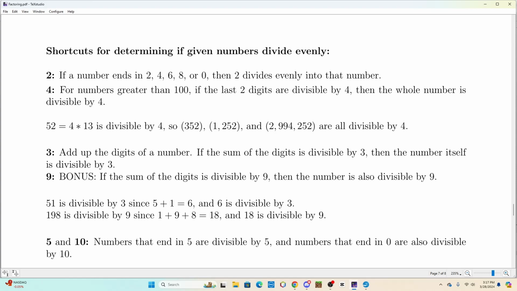For 3 and 9, sum up the digits of the number. If this sum is divisible by 3, then the number is divisible by 3. For example, 51, since 5 plus 1 is equal to 6, which is divisible by 3, is divisible by 3. If this sum is divisible by 9, then the number is divisible by 9. For example, 198, since 1 plus 9 plus 8 is equal to 18, is divisible by 9. 5 and 10 are well known. Numbers that end in 5 are divisible by 5, and numbers that end in 0 are divisible by 10 as well.